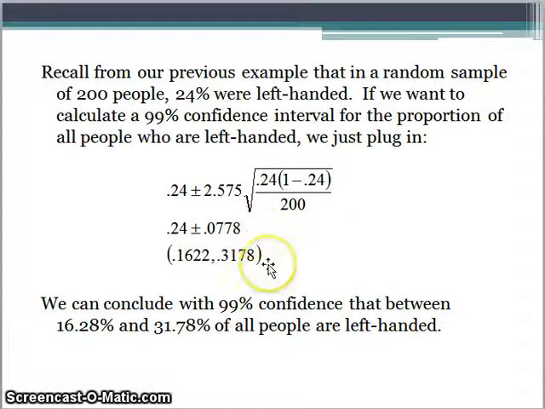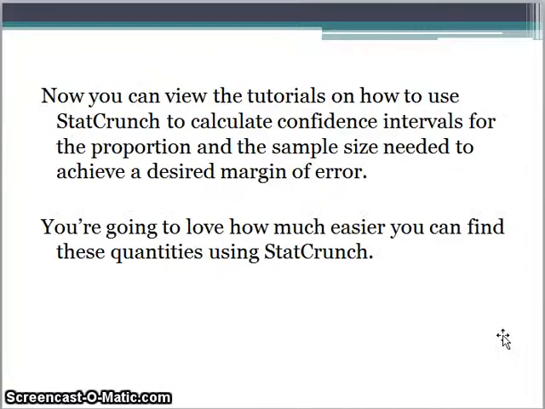So basically, when you get this interval, the conclusion is going to be we are 99% confident that between 16.22% and 31.78% of all people are left-handed. You could also say we are 99% confident that the population proportion is between those two numbers. There are some mild variations on that. That would be okay.